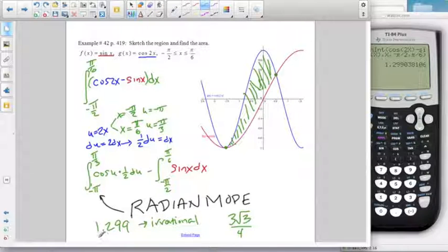Notice when I answer this, I keep it to 3 decimal places, which is in accordance to the criteria set by College Board. So a decimal answer would be 1.299, and an exact answer would be 3 root 3 divided by 4.